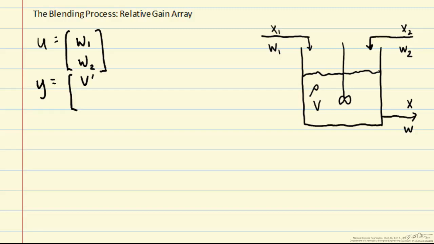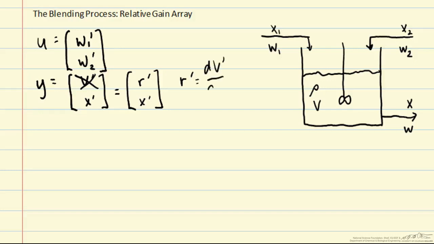Naively, we might set those to be V prime and X prime. Go ahead and use deviation variables for all of our quantities here. However, because volume is an integrating process, we saw in previous screencasts that it does not have a steady state value, and therefore it is difficult to use the relative gain array analysis. So instead, we will use the rate of change of the volume, which does have a steady state, where R prime is dV prime/dt.